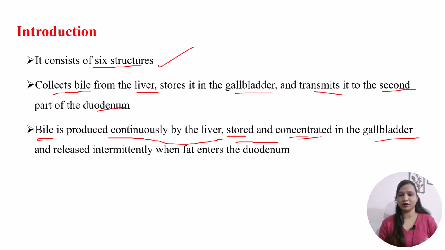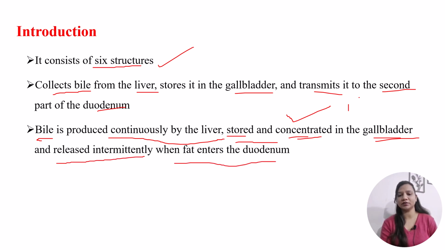Due to this, the bile becomes thick, dark green in color, and highly concentrated. So this is the main function of the gallbladder. It makes the bile concentrated by absorbing sodium and chloride, and by osmotic absorption it absorbs water. About 80 to 90% of water from the bile is absorbed, making the bile concentrated, and it is released intermittently when fat enters the duodenum.